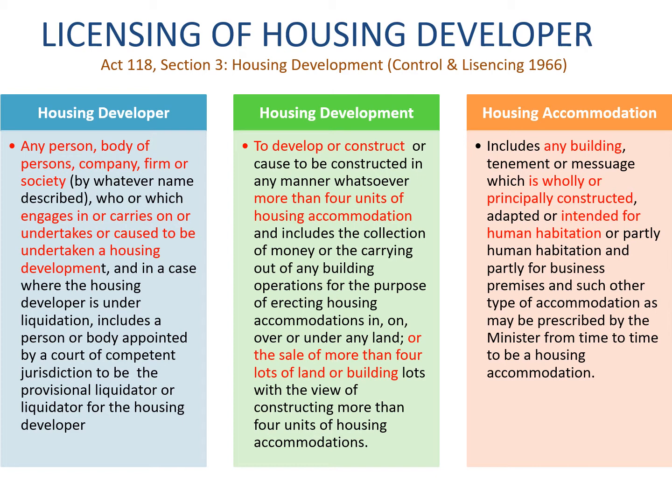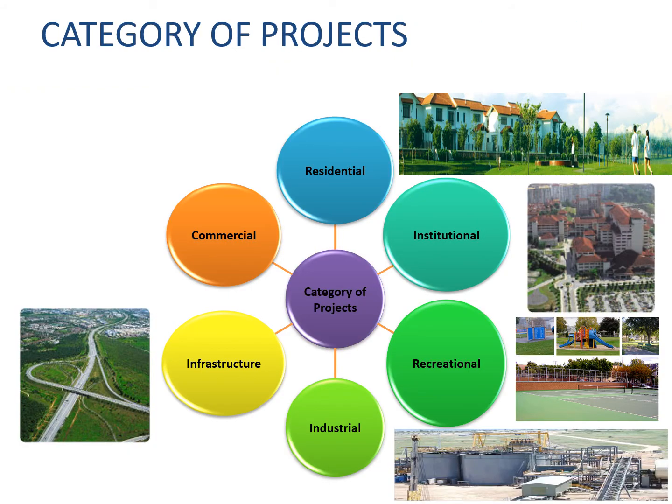Housing accommodation is a building which is wholly or principally constructed and intended for human habitation. So a chicken coop is not housing accommodation. Housing developer, housing development, and housing accommodation have certain acts that control the development. These are the categories of projects: residential, institutional, recreational, industrial, infrastructure, and also social.